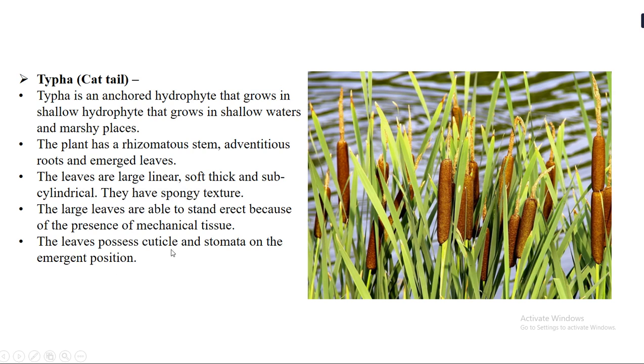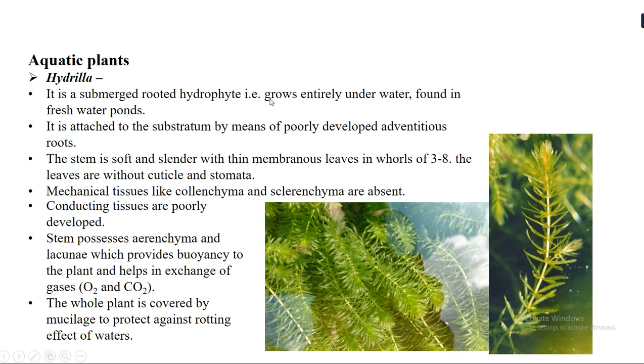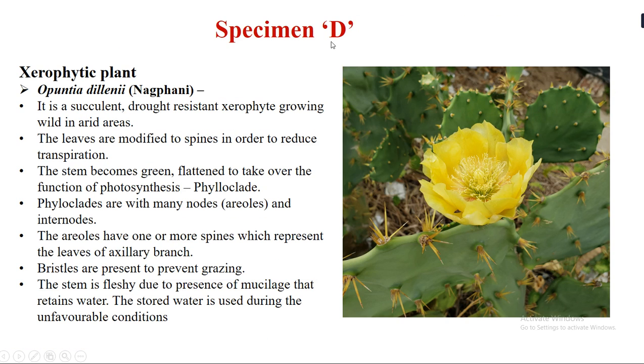The leaves also possess cuticles. Again, cuticles provide this waxy coating so that they can prevent rotting of the leaves. The wax will act as a waterproofing agent. Okay, so the leaves have the cuticles, which is the waxy coating, and the stomata is present on the emergent portion. So this is about the 3 aquatic plants which come under spot D.